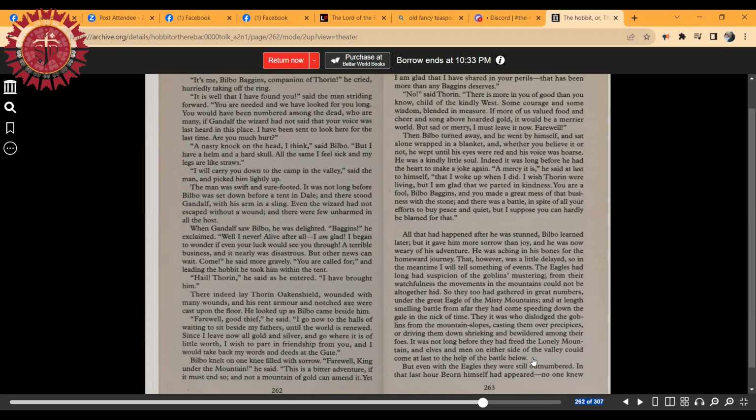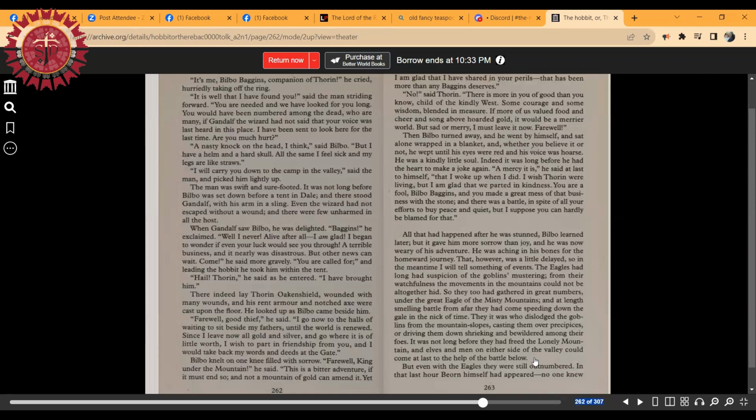The eagles had long had suspicion of the goblins mustering. From their watchfulness, the movements in the mountains could not be altogether hid. So they too had gathered in great numbers under the great eagle of the Misty Mountains, and at length, smelling battle from afar, they had come speeding down the gale in the nick of time. They it was who dislodged the goblins from the mountain slopes, casting them over precipices or driving them down, shrieking and bewildered among their foes.